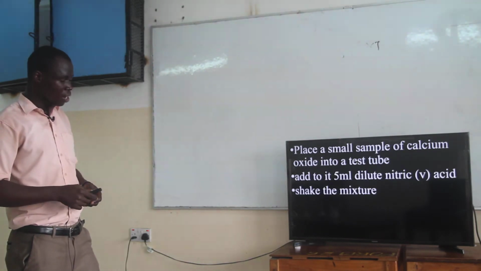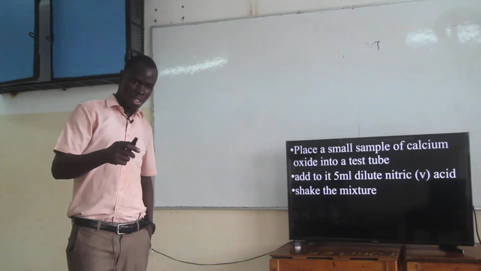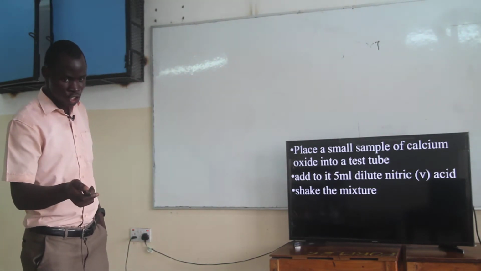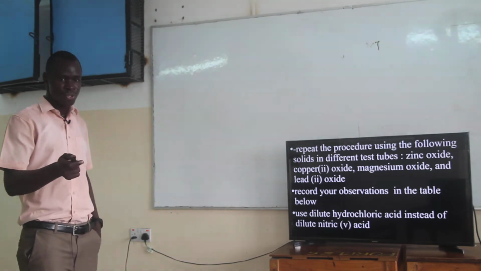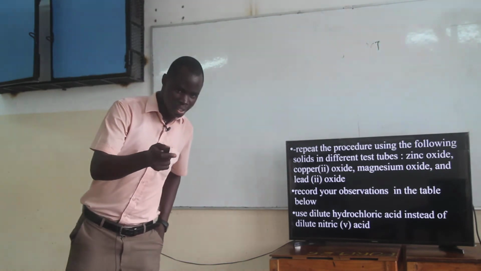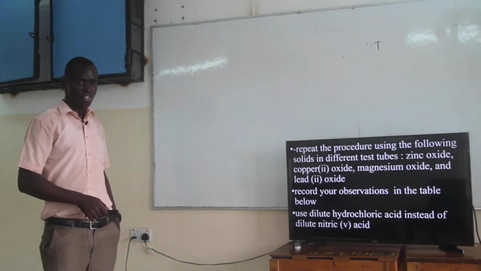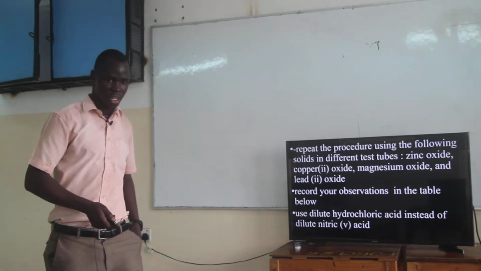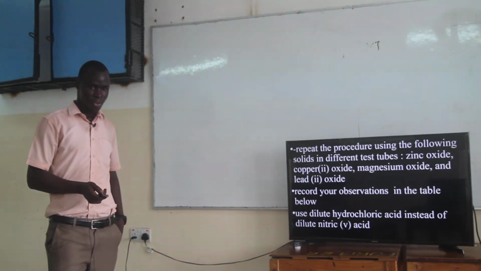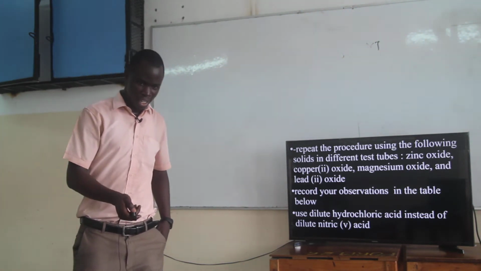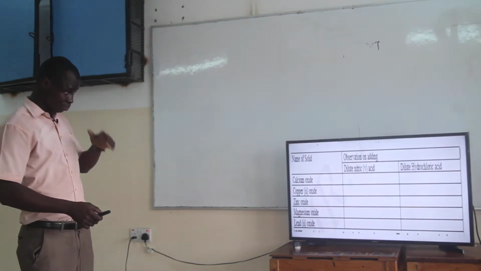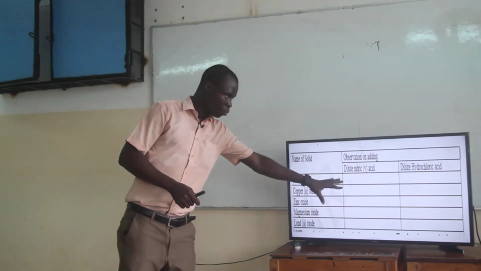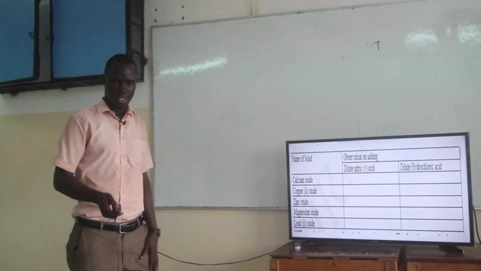Now, another one: you place a small sample of calcium oxide into a test tube. Add dilute nitric acid and shake the mixture. Repeat the procedure using the following solids in different test tubes: zinc oxide, copper(II) oxide, magnesium oxide, and lead(II) oxide. Record the observation in the table below. Use dilute hydrochloric acid instead of dilute nitric acid. So this is your table here, and what you are supposed to observe when that happens.